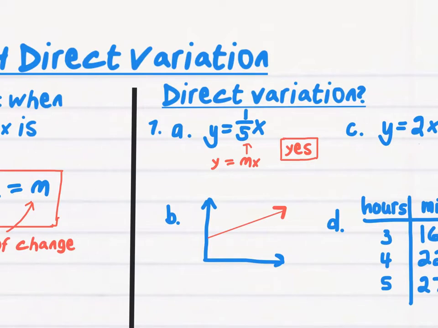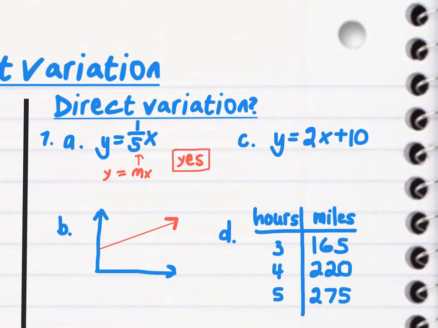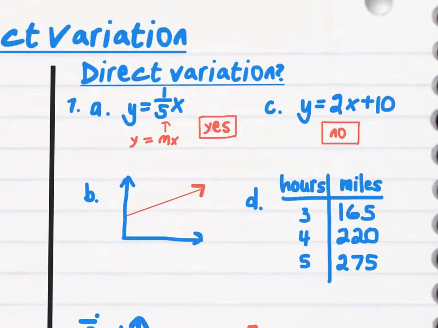So let's skip B for now, but if you look on to C, because it's also an equation, you'll see that it's not in the same form y equals mx because it has this plus 10. So this plus 10 makes it where y and x are not proportional to each other. So for this one, we can say, no, it is not a direct variation. So go ahead and write no and box your answer.